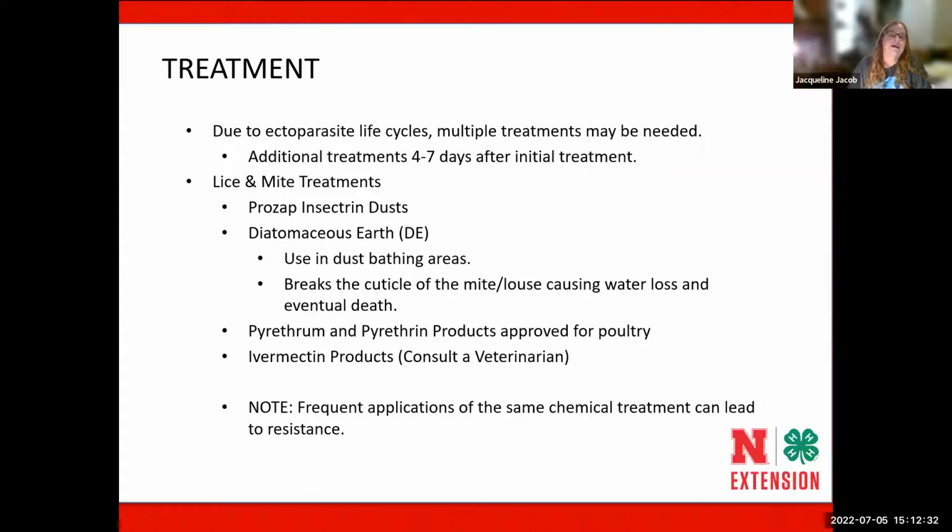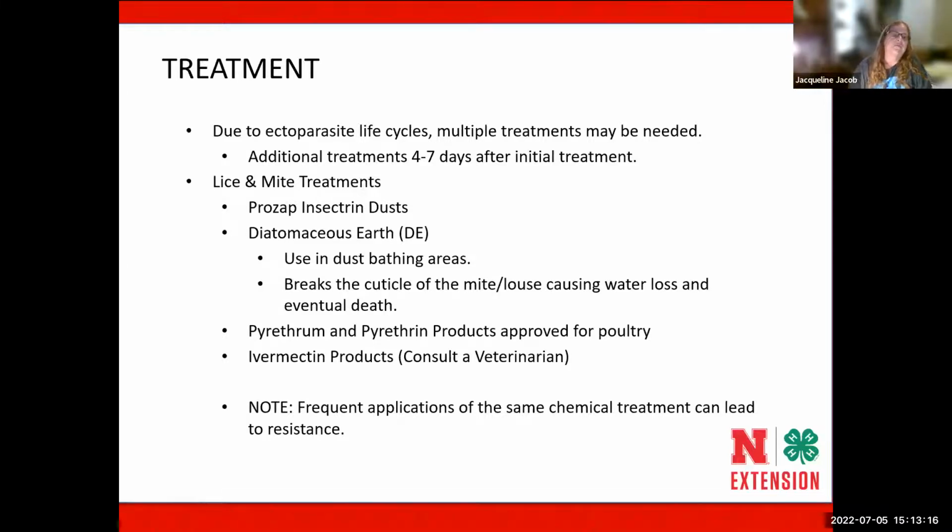In treatment, he generalizes here, due to ectoparasite life cycles, multiple treatments may be needed. This may be because the eggs are not always affected by the treatment. And so you might kill off the adults and maybe some of the immature stages, but not the eggs. And so the eggs then hatch out and reinfest. So you have to treat at least 2 or 3 times to make sure. It's always best to clean the houses as well, to make sure that there aren't any lying around.